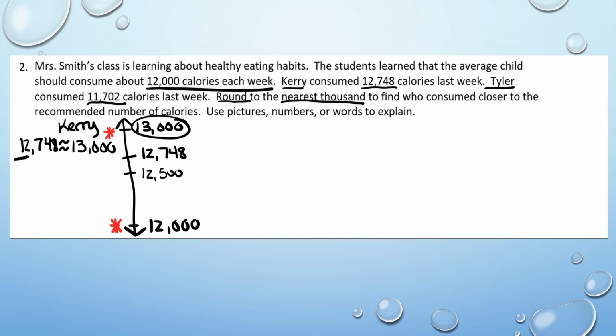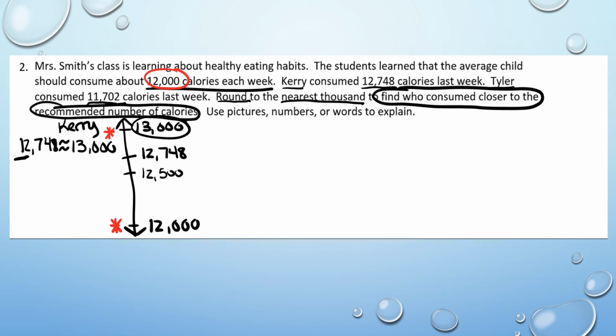The goal of the problem was to find who consumed closer to the recommended number of calories. And if I look back, the recommended number of calories was 12,000. I know Carrie did not come close to the recommended number of calories. So my guess is that it's Tyler, but in order to get a 3 or a 4 on this problem, I have to show my work. So I'm also going to make a line for Tyler to prove what I think I know.